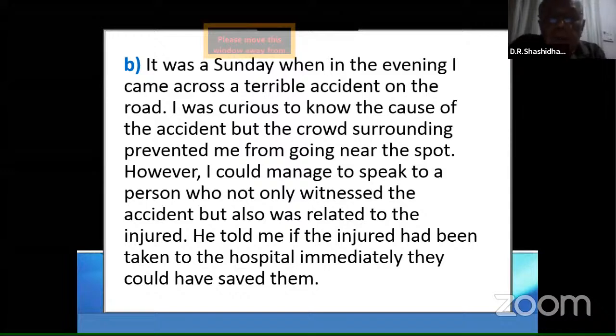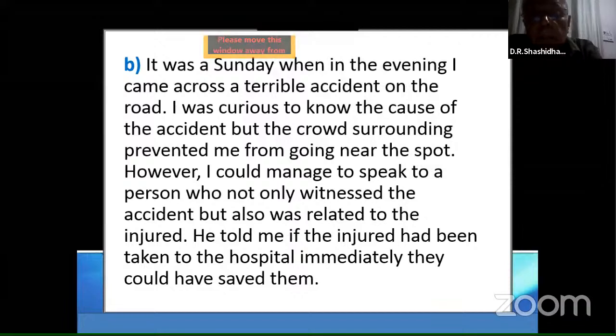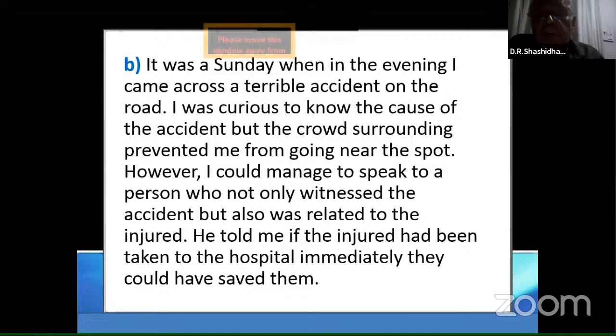"I could manage to speak to a person" is the independent clause. "Who not only witnessed the accident" is another subordinate clause, followed by "but also was related to the injured." That is a simple sentence, a main clause. So there is a combination of a main clause, a subordinate clause, and again, a main clause.